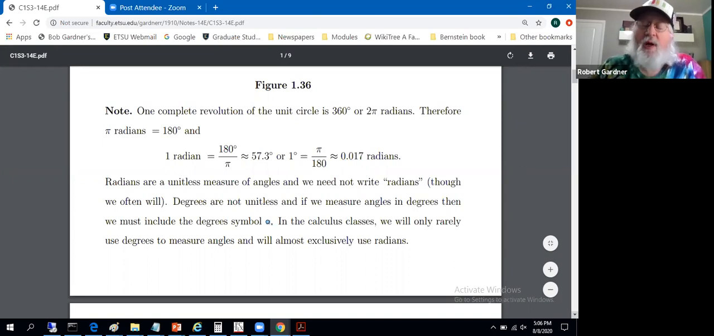In Calculus 1, if we're doing calculus things, we must use radians. We'll do some techniques, differentiation, and the statements we'll make won't be true unless we measure angles in radians. And I can always convert back and forth if it really bugs you. But the calculus stuff must be done in terms of radians.